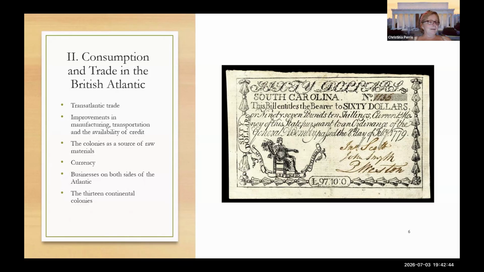So ultimately, they come up with these system of notes, like this one you see from South Carolina displayed here. These notes allowed individuals to deposit a certain amount of tobacco in a warehouse and receive a note bearing the value of the deposit that could be traded in as money.